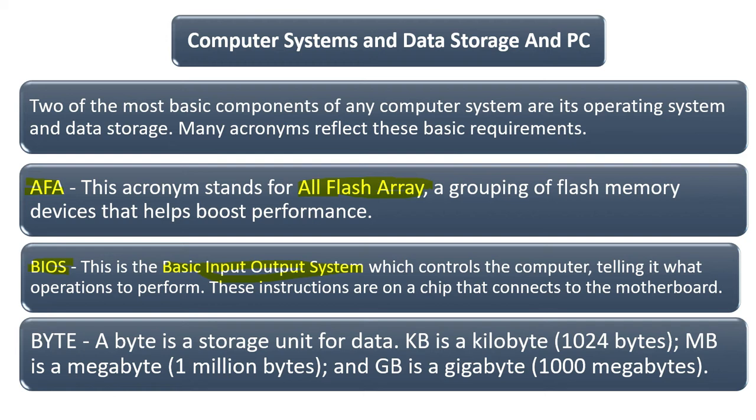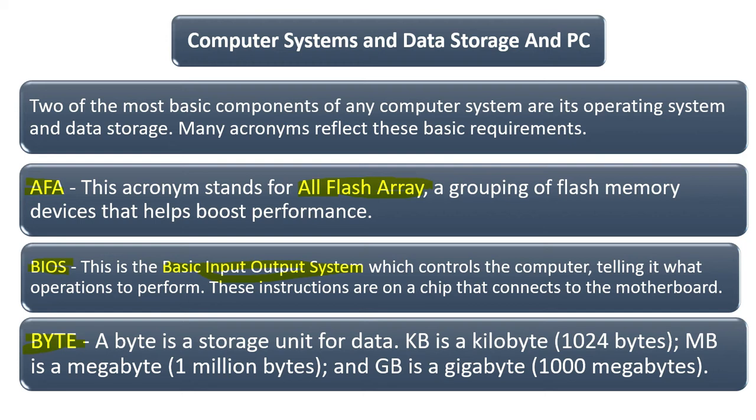Number 3 is byte. This we have already discussed. A byte is a storage unit for data. Anything we need to measure has a unit. For example, if we want to measure length, we measure it in kilometers, meters, centimeters and millimeters. Similar is the case here: whenever you want to measure the storage capacity a computer has to store data, that unit is called byte. The basic units are bit and byte.